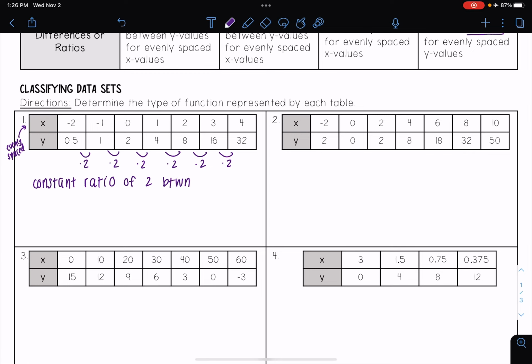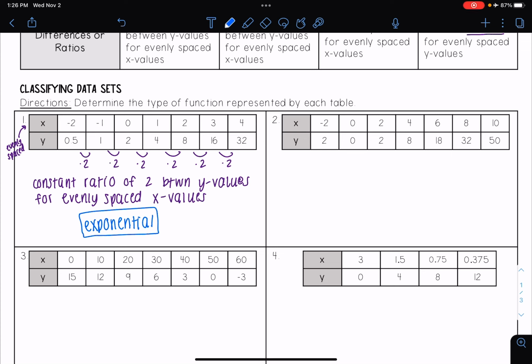Between y values for evenly spaced x values. And so because I have a constant ratio between y values for evenly spaced x values, that makes this one exponential. So exponential is when y is being multiplied by some number every time. Okay, let's look at number 2.